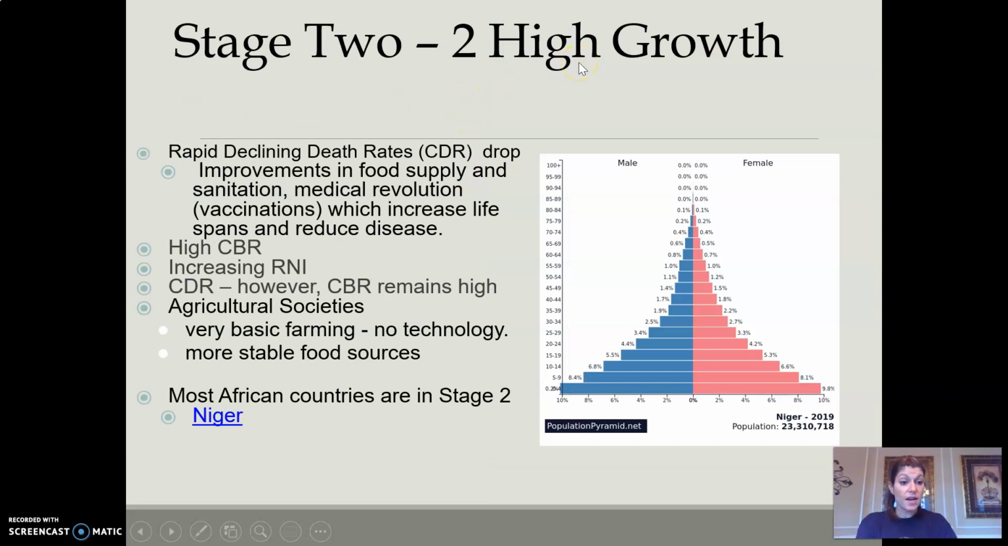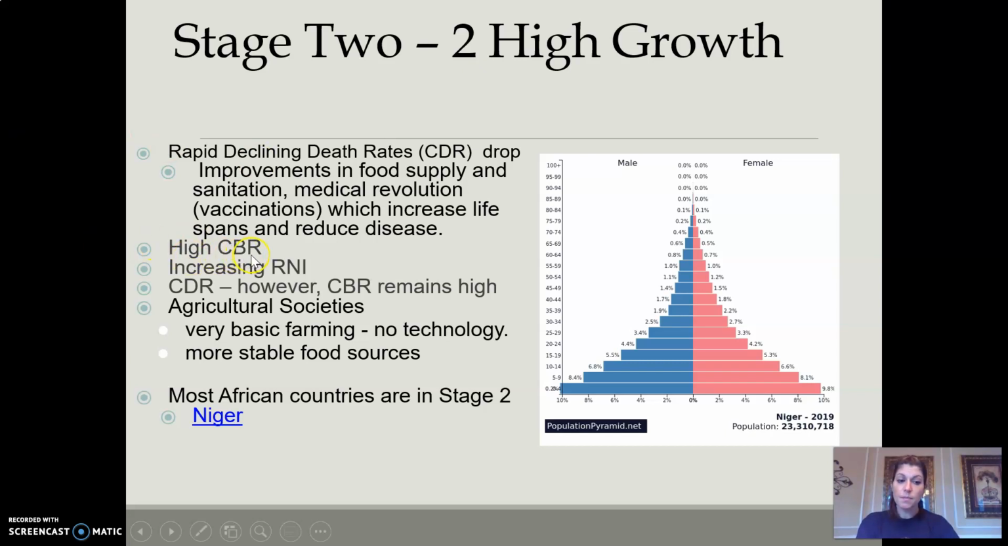Stage 2 is where we're going to see our highest growth. And in our next module, we'll look at population pyramids, so you can see what a stage 2 country would look like. In this stage, we're going to see rapidly declining death rates from stage 1. The reason is improvements in food supply. We're really going to see that shift from hunting and gathering, I should say, to a reliable food source, improvements in sanitation, and a medical revolution that's going to reduce diseases, help people live a little bit longer, and death rates dropping.